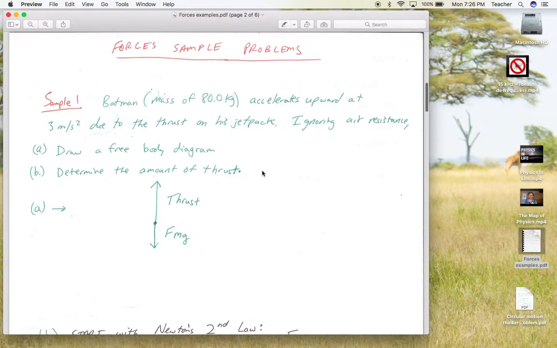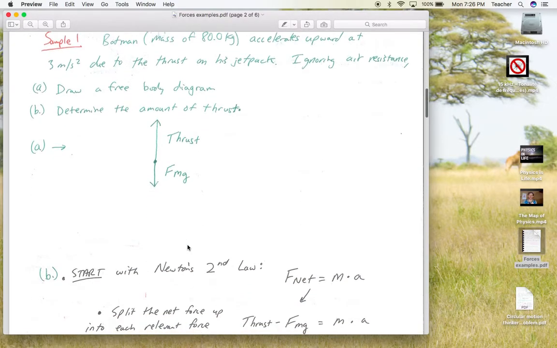Sample 1 here. Batman, of mass 80 kilograms, accelerates upwards at 3 meters per second squared due to the thrust of his jetpack. Ignoring air resistance, A, draw a free body diagram, B, determine the amount of thrust. So the thrust has to be greater than the gravitational force, which is mass times acceleration due to gravity, symbolized by the lowercase g. So we would have a larger arrow up, a smaller arrow down.